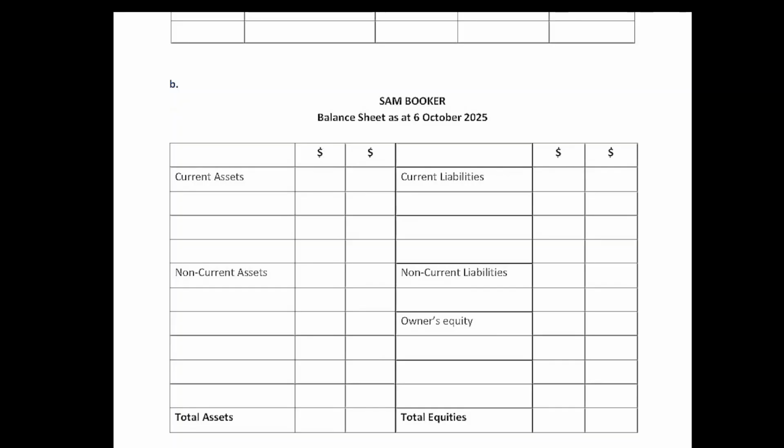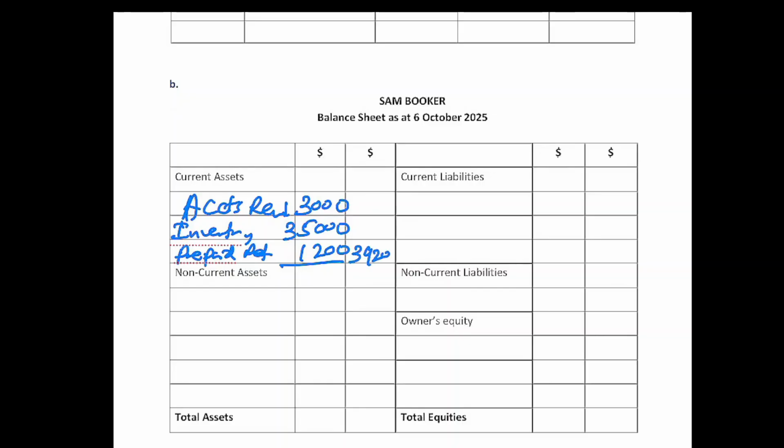So what do you do with part B? You need to write the amounts. Okay, how much is accounts receivable? 3,000. Yeah, inventory, how much? 35,000. Everybody got it? Prepaid rent, how much? Yeah, 1,200. So total current assets are 39,200.